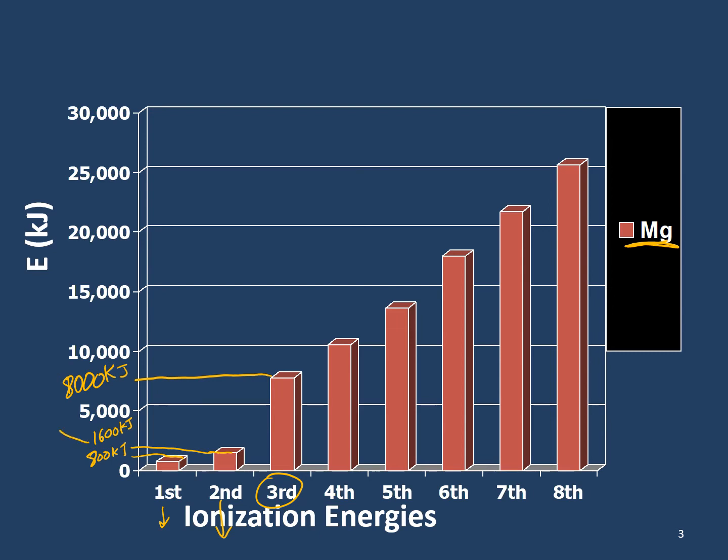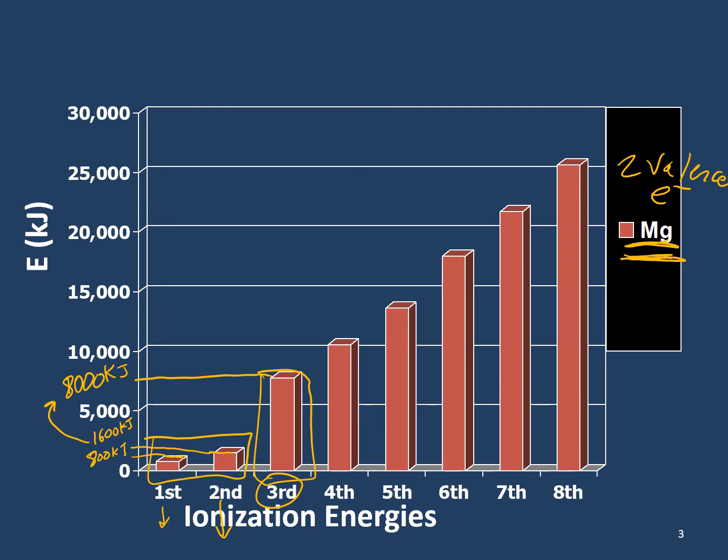Well, that's a pretty big jump, going from 1,600 to 8,000. The reason is that magnesium has 2 valence electrons. If it has 2 valence electrons, that's why the first 2 ionization energies are so much lower than the third, because the third ionization energy is the first electron we're removing that's not a valence electron.